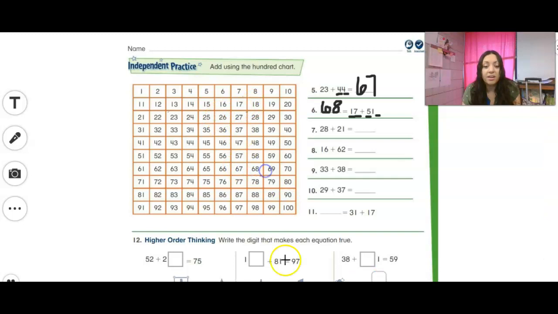All right, let's try another one. I'm starting on the number 28. Very good. So I'm going to go to the number 28. Okay. Then I want to add 21 to it. So how many tens? 2. Very good. So 1, 2. How many ones? 1. That's right. So we're going to hop over 1 and we land at 49. Very good.